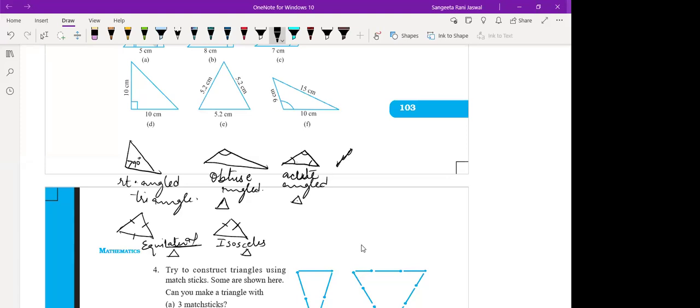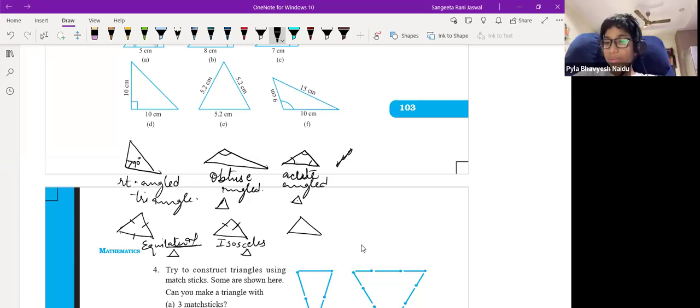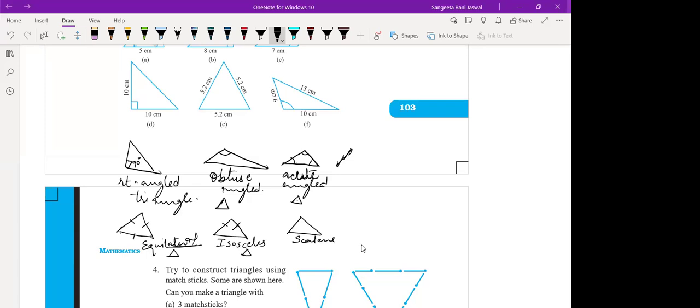Now Bhavesh, if I have a triangle like this in which all the three sides are different, what do I call this type of triangle? Ma'am, scalene triangle. Okay. So you learn this. So this was on the basis of their sides.